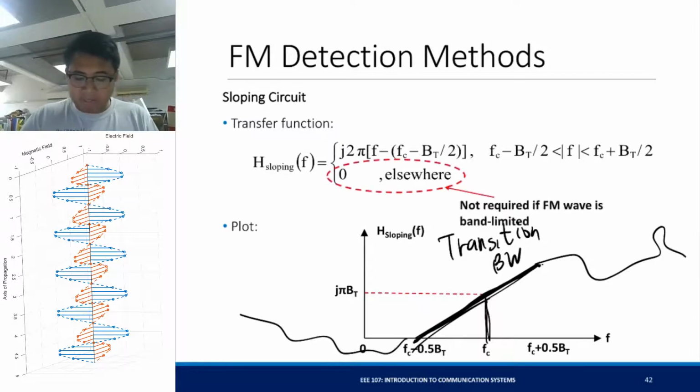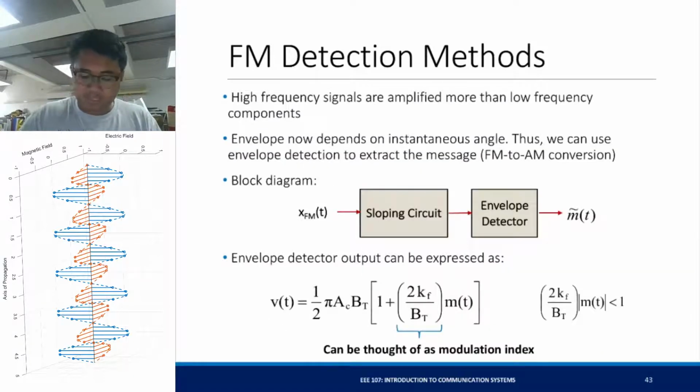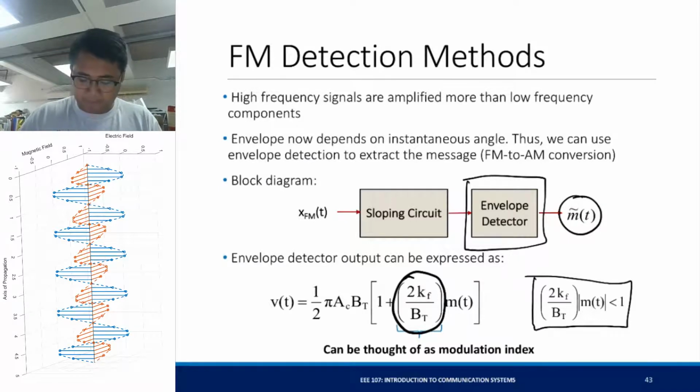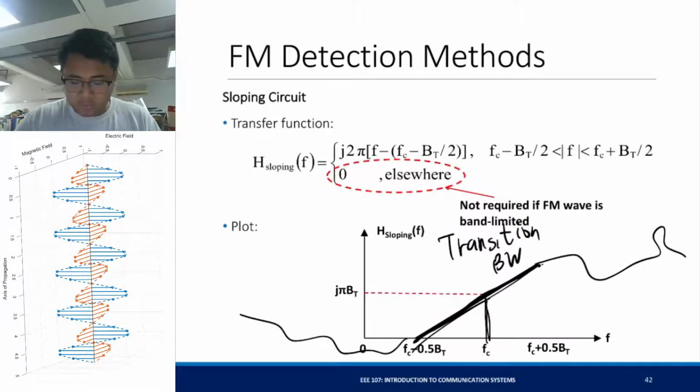And with the linear variation in amplitude, you use an envelope detector and you recover your message signal. Okay? So now, just note here that your AM signal after the sloping circuit will have an AM modulation index. You need to make sure that your AM wave after the FM wave satisfies the condition for an envelope detector to be used. Okay, and that's how you detect your FM signal.